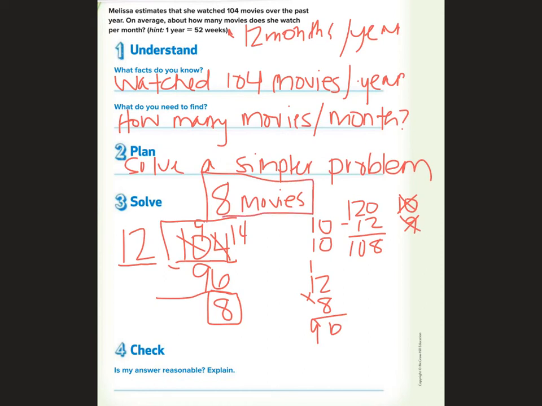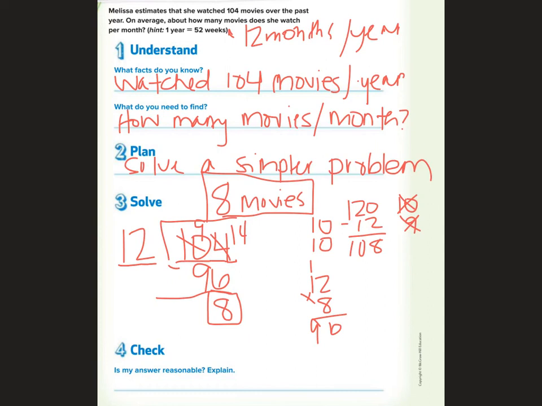Okay, in this case, do we need to know? She watches 8 movies per month, and then there's 8 left over. So it's really between 8 and 9. No, in this case, it really doesn't matter. Okay, we know that she watches about 8. So we need to say, is that answer reasonable? Okay, so we're going to check.